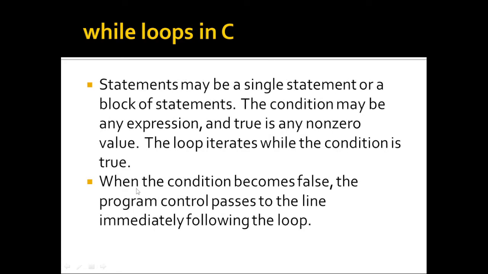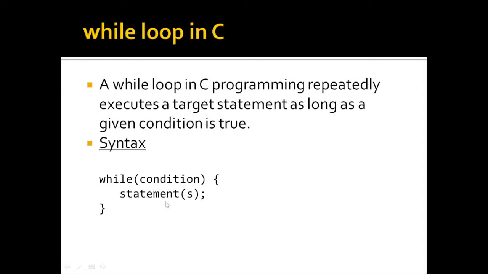Statements may be a single statement or a block of statements. The condition may be any expression, and true is any non-zero value. The loop iterates while the condition is true. When the condition becomes false, the program control passes to the line immediately following the loop. So if you've gone back here, this will be executed repeatedly while this condition is true. So if this condition becomes false, it goes out of the loop.